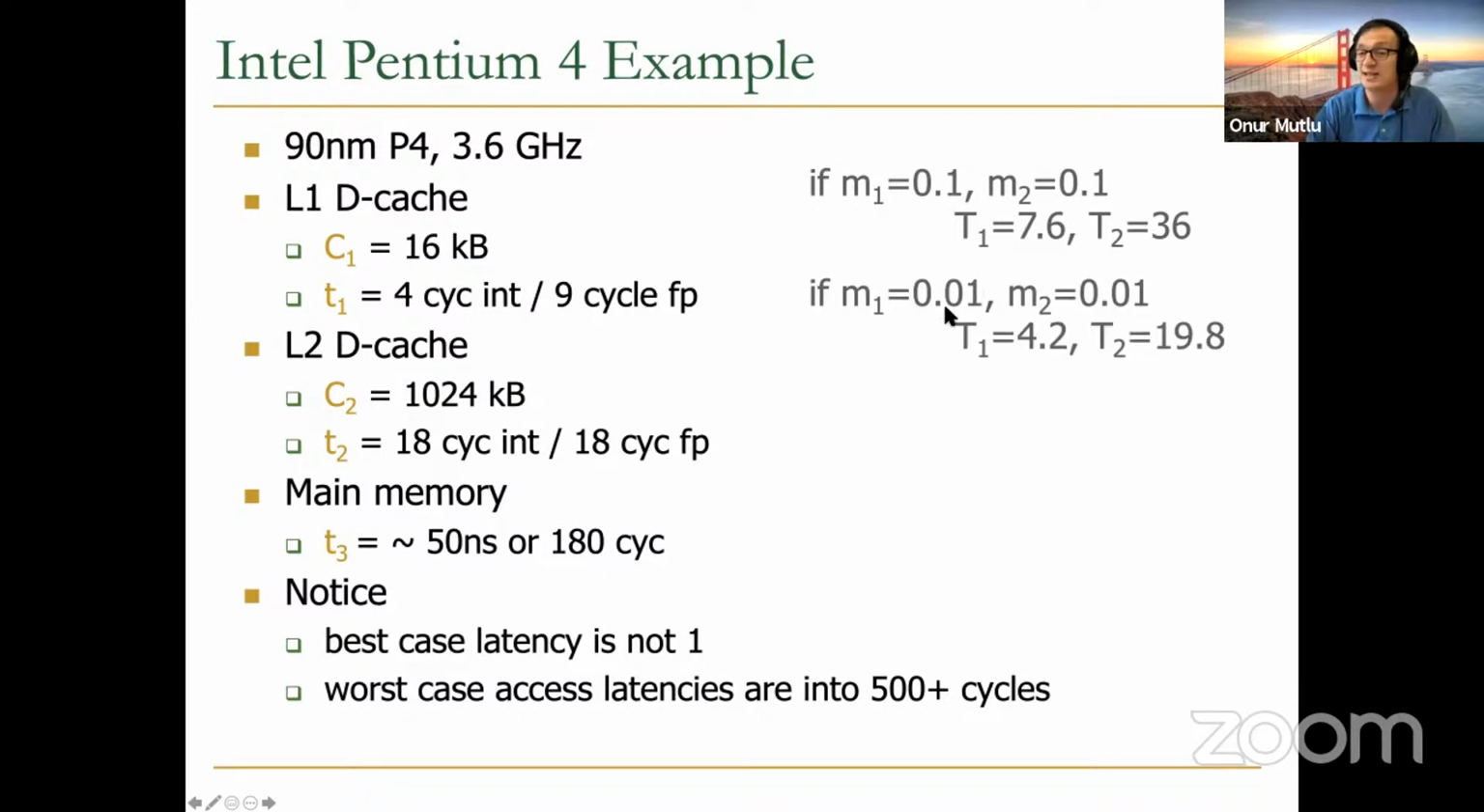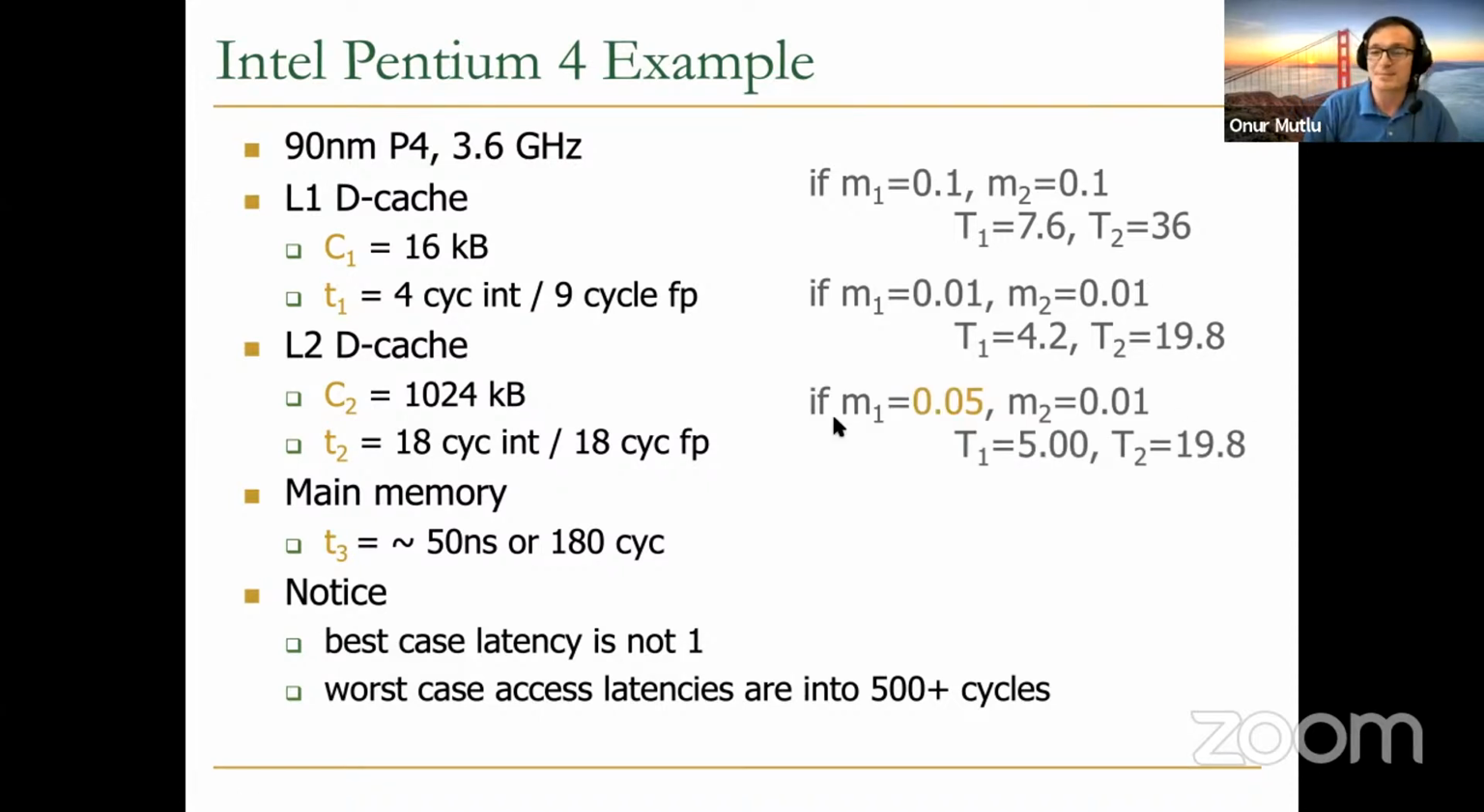If your miss rate is only 1% in each level, now you get much closer to the intrinsic access latency of the level 1 cache, 4.2 cycles. That looks much better, right? But you need to get a 99% hit rate in the L1 cache and a 99% hit rate in the L2 cache. May not be easy. Okay, now let's look at something else. Here your miss rate at the L1 cache is 5%, which is a 95% hit rate. 95% of the references that go into the L1 cache hit. Now this goes to 5 quickly.